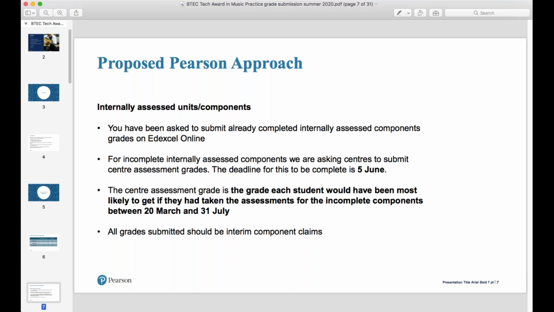The centre assessment grade is the most likely grade a learner would have achieved if they had completed the assessments for the component. The grade submitted should be claimed as an interim claim rather than a full award. We'd also ask that any centre assessment grades are not shared with learners, parents or carers, or anyone outside of the centre until after results have been issued.